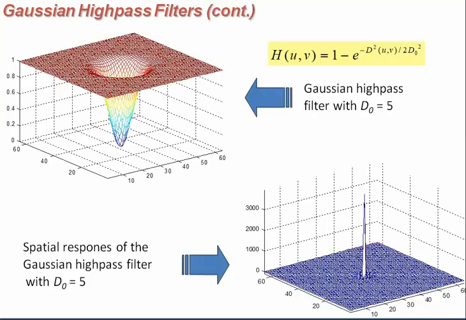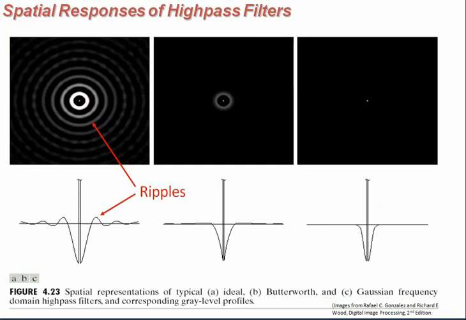Here, same thing, the spatial response of the Gaussian high pass filter. See this, there are no ripples here. Just observe this one. Now coming to the spatial responses of high pass filters.